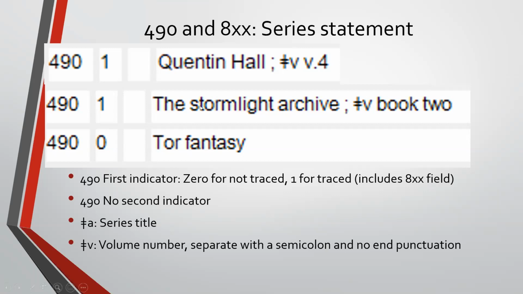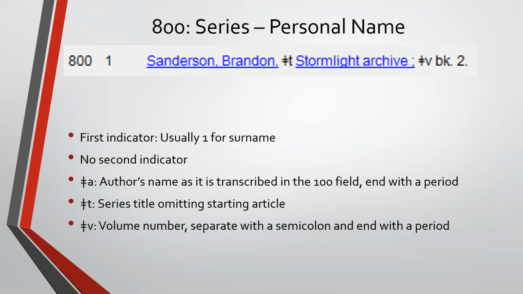Otherwise, in your subfield A, we have our series title. So for Brandon Sanderson's The Stormlight Archive, we have it right here, with a subfield V for which volume it is. How you format this volume information is at your discretion, however your institution chooses to assign volume information. So if we have that traced series and we have someone's name associated with that series, we'll want to have an 800 series personal name.